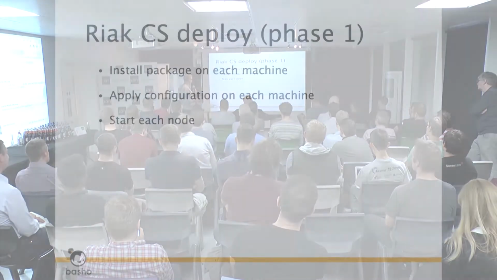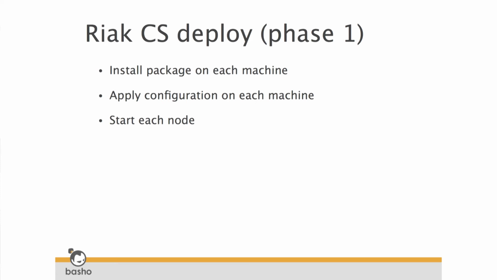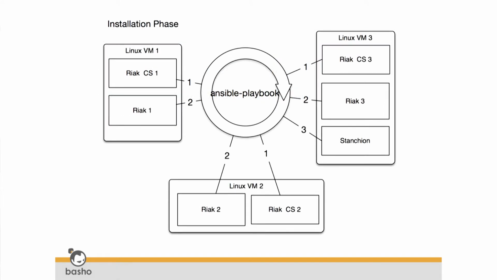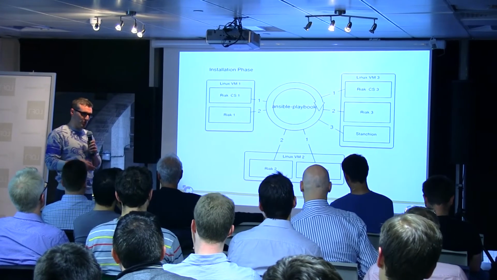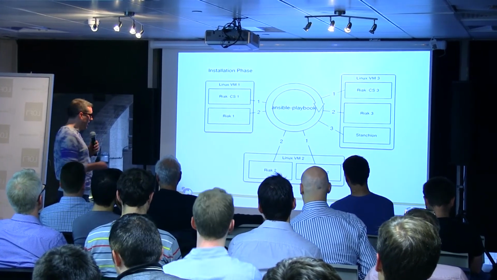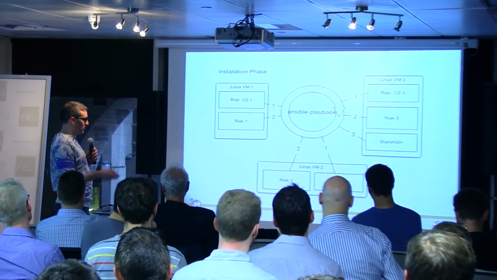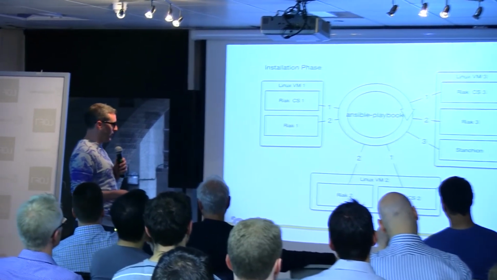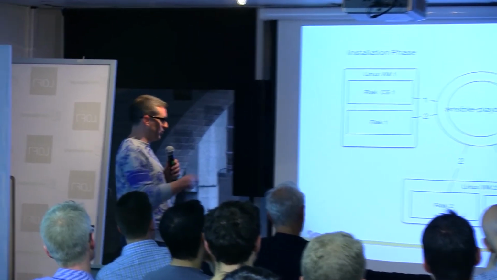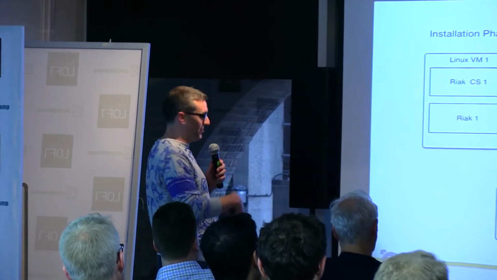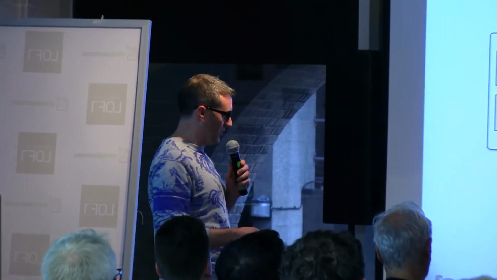The first stage is simply installing the packages on each machine, applying configuration on each machine, and starting each node. So we go around the ring, and let's say on the first machine, we're installing Riak CS first. Counterintuitively, it must be installed before Riak is installed. We install Riak, we install stanchion, walk around the ring onto the second VM, Riak CS, third VM, the other 2 packages, services.